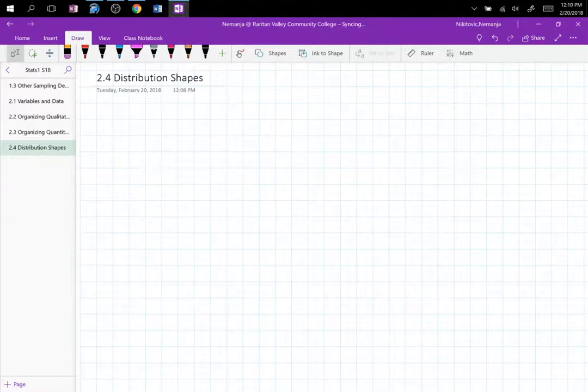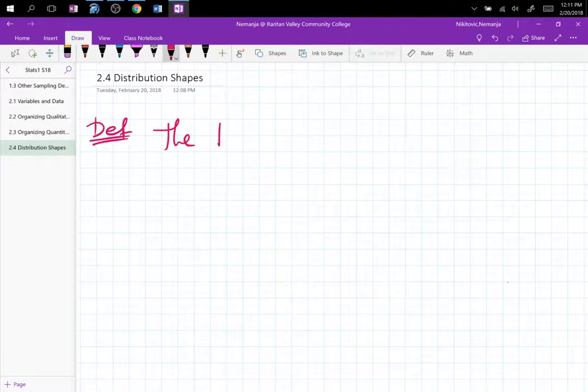We are going to continue our organizing of data, and now we're going to talk about distribution shapes. The definition of distribution is that the distribution of a data set is a table or a graph of a formula that provides values of the observations and how often they occur. So it includes the frequencies, right? So let's write the definition first.